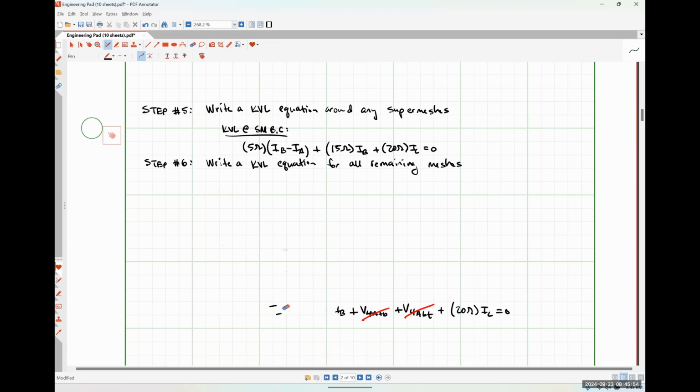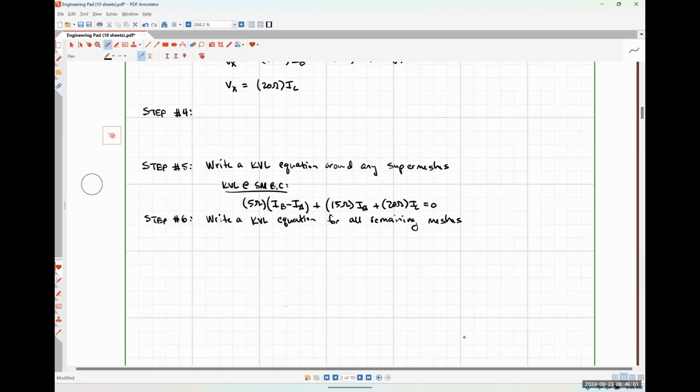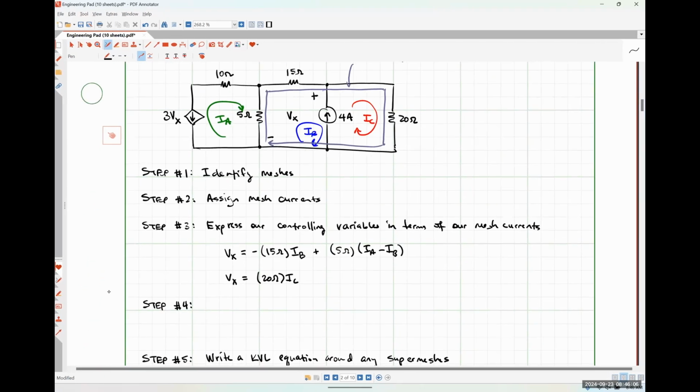So before I move on from that point, are we all understanding why the super mesh is needed here, right? We cannot express the voltage drop across that 4 amp current source in terms of our mesh current. So we needed to come up with a way to avoid it when we write our KVL equation. We did that by creating a super mesh, which is just the smallest combination of meshes that avoids us taking the voltage drop across that particular current source, which in this case would just be mesh B and mesh C.